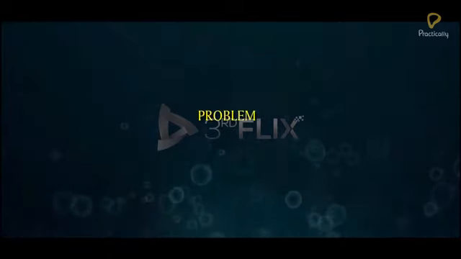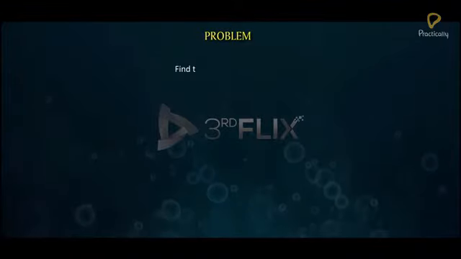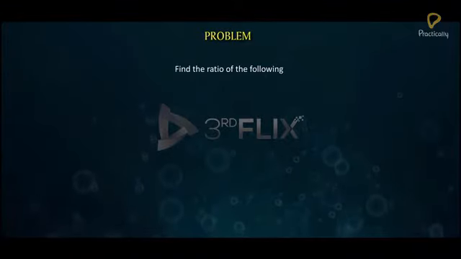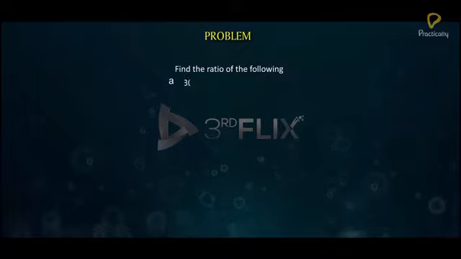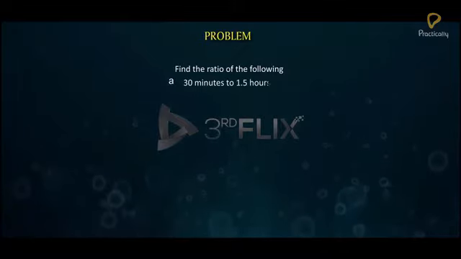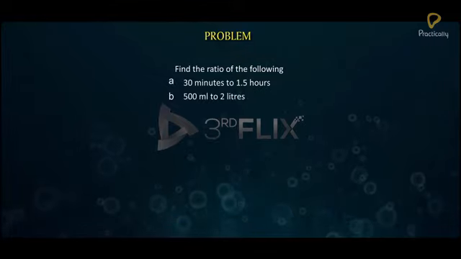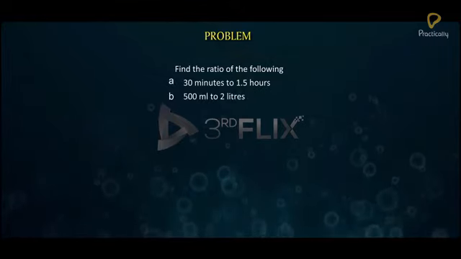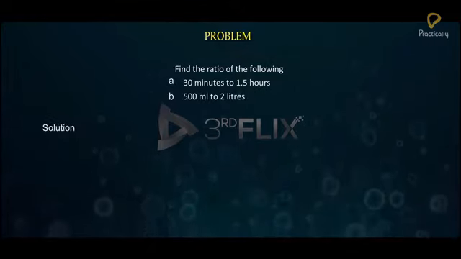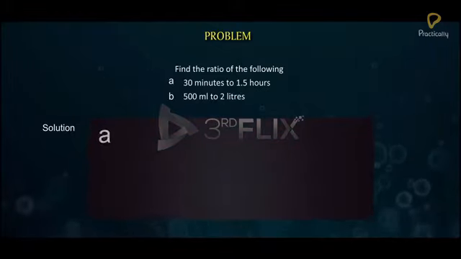Problem. Find the ratio of the following. A. 30 minutes to 1.5 hours. B. 500 milliliters to 2 liters. Solution. A. 30 minutes to 1.5 hours.